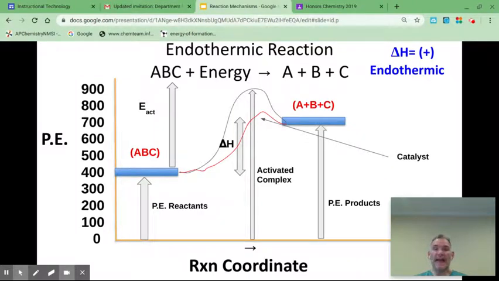So the last thing to do on this diagram is to find out what this delta H thing is. Well, if I know it's the products from the reactants, I just have to analyze my numbers. It's going to be 700 minus 400, which gives me a positive 300.